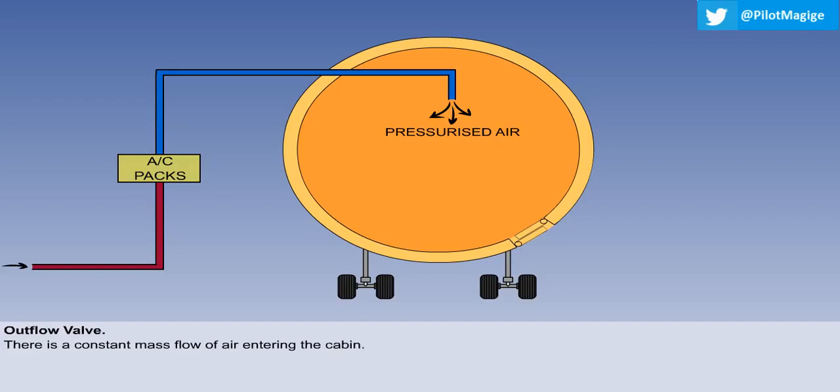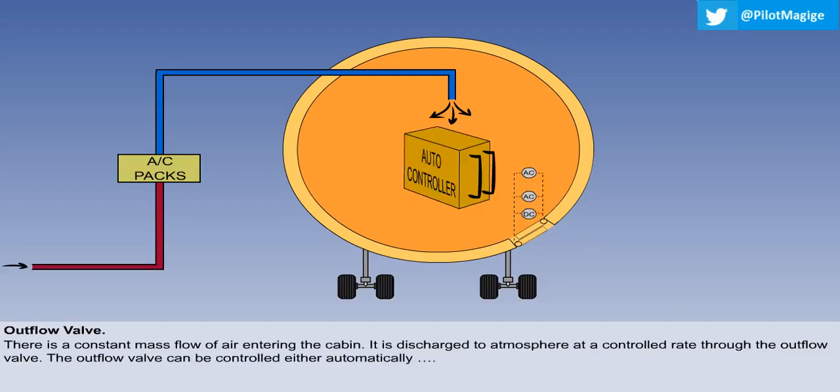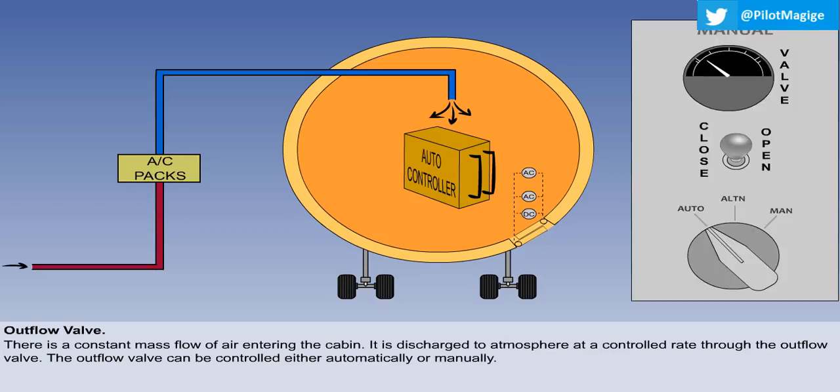Cabin pressurization is achieved and controlled by having a constant mass flow of air entering the cabin from the conditioning system, and then varying the rate at which it is discharged to atmosphere. The constant mass flow of air is supplied by the air conditioning packs via their mass flow controllers, and is discharged to atmosphere through the discharge or outflow valve or valves. The position of the outflow valve can be controlled either automatically by an automatic pressurization controller or manually by the flight crew.